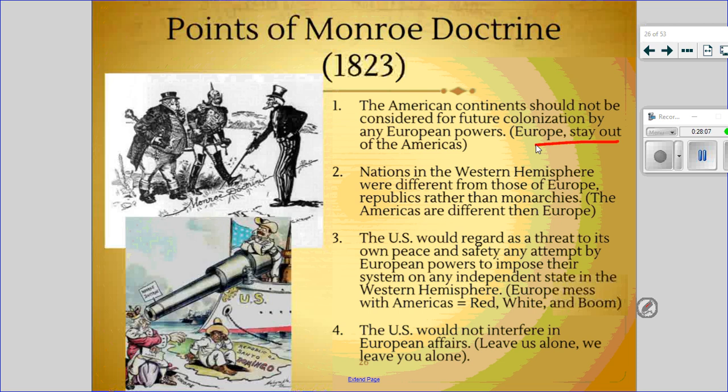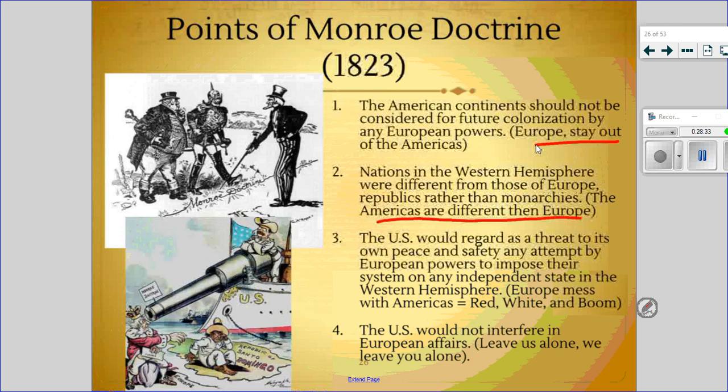Number 2, nations in the Western Hemisphere are different. We are republics. We elect our leaders. We don't have kings and queens, and we don't want them. Keep your kings and queens in Europe. The Americas are different than Europe. 3, the U.S. will regard as a threat any attempt by European powers to mess with the Americas.